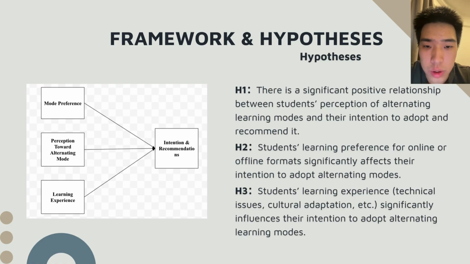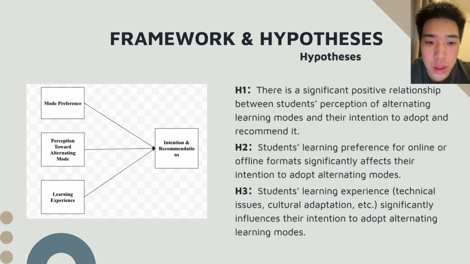Next, I would say the framework and hypothesis. First, this is my model diagram, and then there are my three hypotheses. The first one is there is a significant positive relationship between students' perception of alternating learning models and their intention to adopt and recommend.